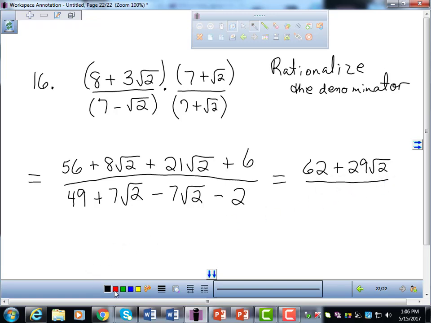Great. All right, on the bottom, the 7 square root of 2, take away the 7 square root of 2. So we don't have a radical on the bottom anymore, which was our goal. Our goal was to get rid of the radical off of the bottom. 49 take away 2. Looking at our 3 terms here, can we reduce this? Do they have a common factor? No. We're done.